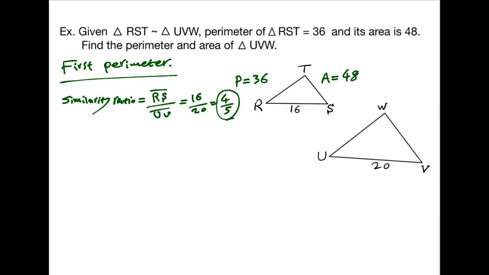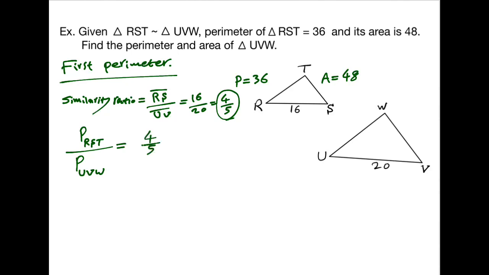But what is the perimeter ratio? According to the previous theorem, the perimeter ratio is the same number. So if I divide the perimeter of this triangle by the perimeter of this triangle, the answer is the same number, 4 over 5. So the perimeter of triangle RST divided by the perimeter of UVW is equal to the similarity ratio, which is 4 over 5.